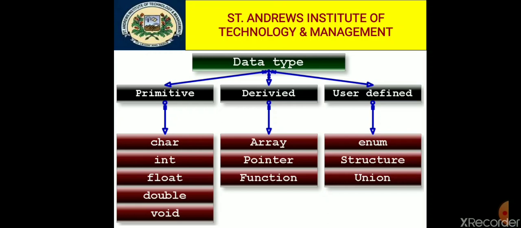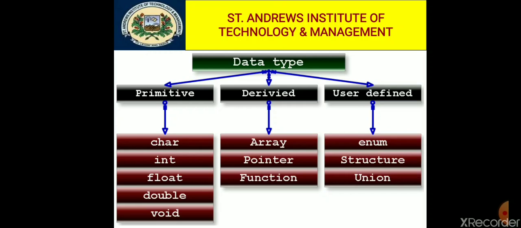The second part of a data type is derived data type. So what is derived data type? From the fundamental data types, other data types can be derived. So there are three derived data types: array, pointer and function. We will discuss them.